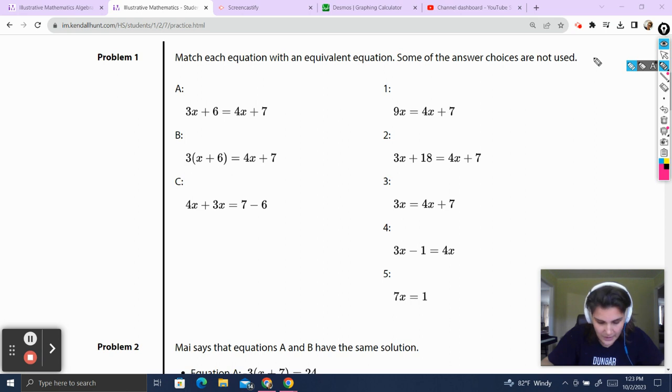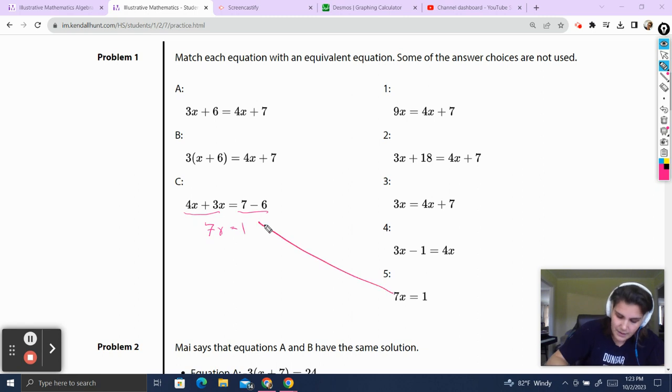So looking quickly, I see we've got a lot going on. Now, I'm going to do some simplification as I feel necessary. So this is 7x is equal to 1 because I combine the terms on both sides, which immediately tells me this guy is equal to that guy. Now, there's nothing with parentheses over here, so I'm pretty sure I'm going to have to distribute my 3 in order to find some things that are matching. And I get 3x plus 18 is equal to 4x plus 7.